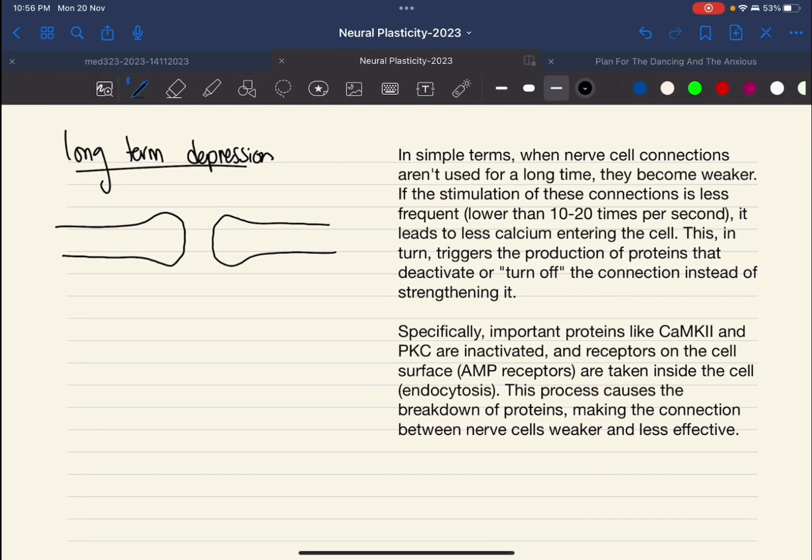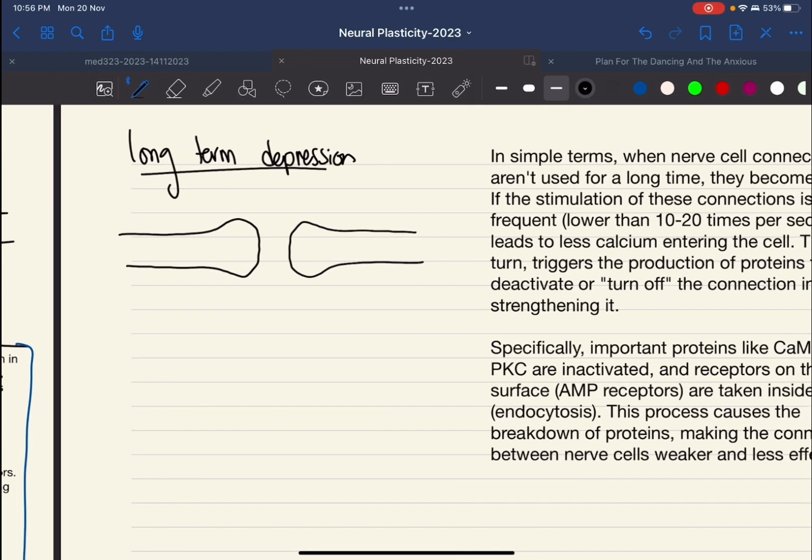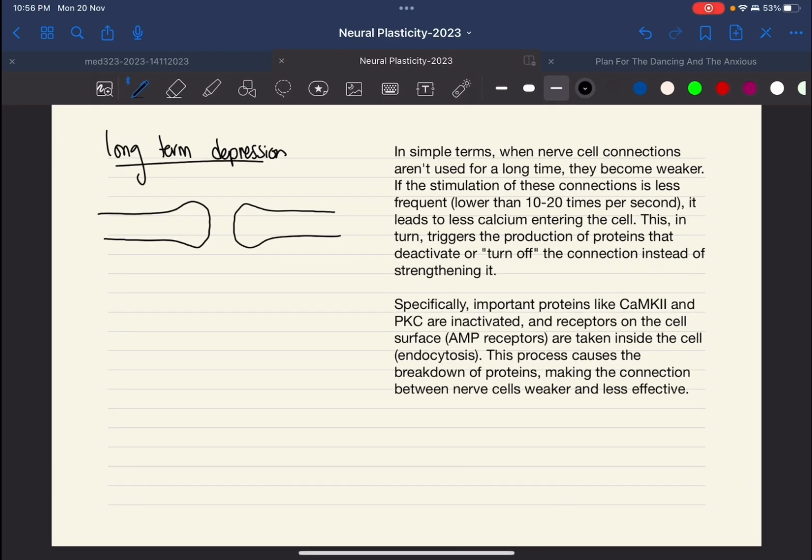So if you've ever forgotten something, it's probably because you haven't used the synaptic connection in a really long time. And this is how that happens. So, in simple terms, when nerve cell connections aren't used for a long time, they become weaker. This is a really recurring theme: weaker and stronger. When you have stronger synaptic connections, they're more likely to be stored in your long term memory. When your synaptic connections become weaker, they're at risk of becoming depressed and then you losing that memory.